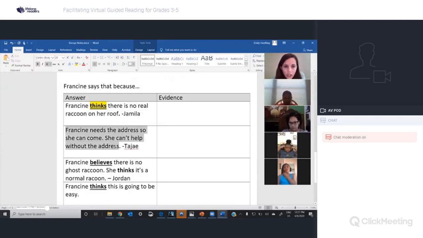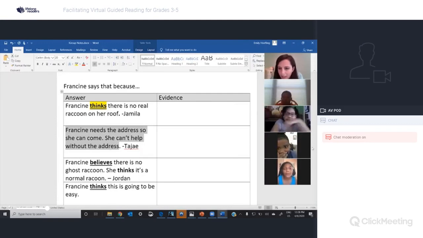Next one. Francine needs the address so that she can come. She can't help without the address. Is there a perspective in there? Why do you think a perspective is not in there? Why do I think a perspective is not in there? Because it's not showing what she believes. It's not showing what she believes. Okay, so let me come to you, Tajay. What do you think? Do you think it shows what she believes?